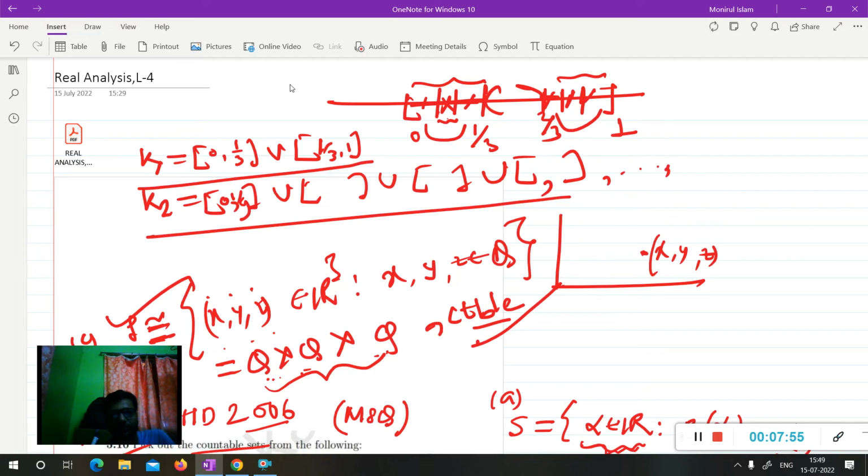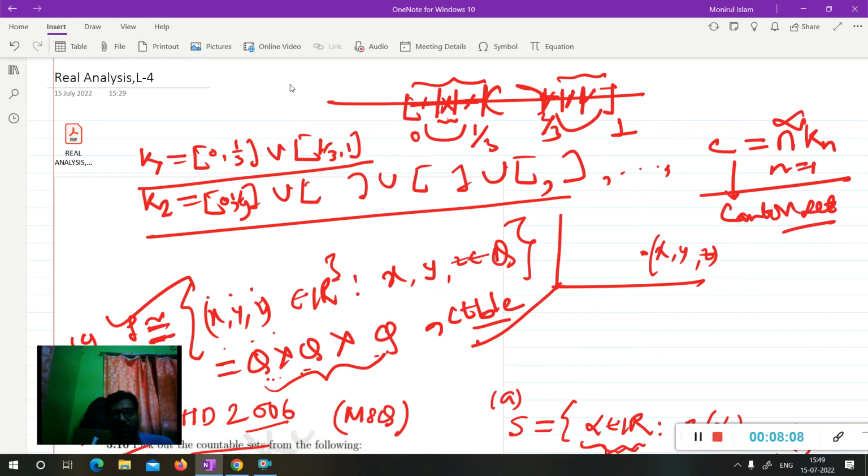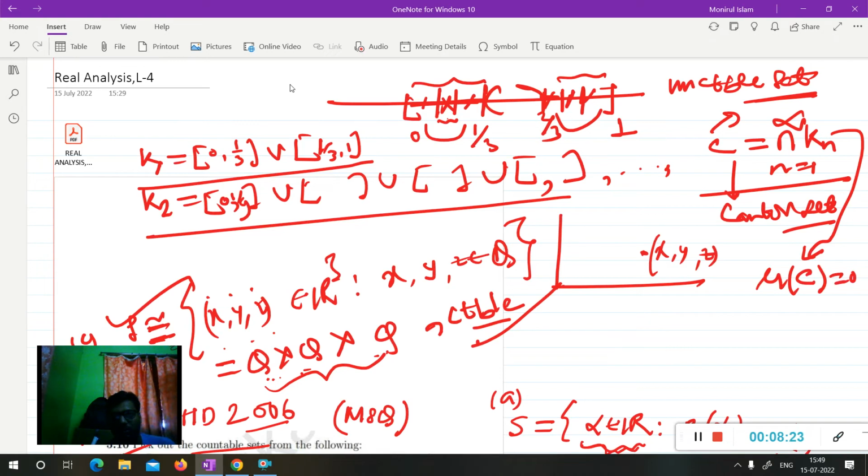After that you take the intersection. C is the intersection of each Kn, n equal to 1 to infinity. So this set C is called the Cantor set. This Cantor set is an uncountable set; this is a result, and there is a proof also. But its measure is 0. You can say the Lebesgue measure of C is 0. So the Cantor set is an uncountable set which has Lebesgue measure 0.